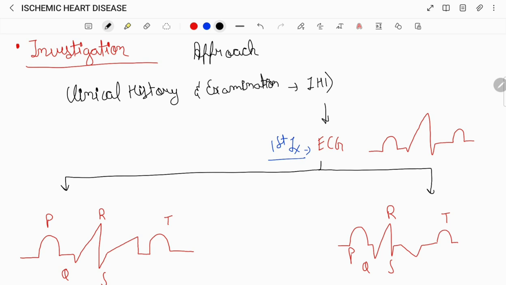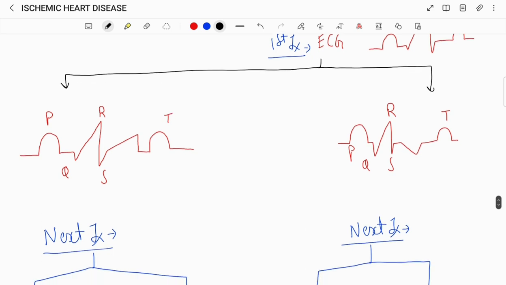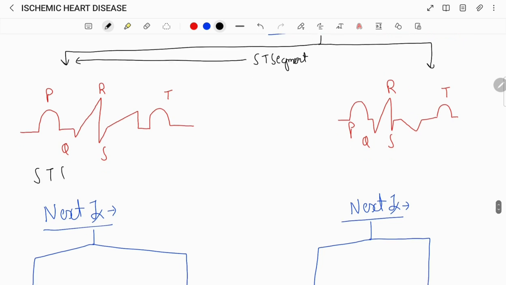In most of the cases, you can make the diagnosis by ECG, and for that, you need to focus on the ST segment. There can be two cases. In the first case, the ST segment can be elevated, and focus on this diagram. What I want you to see is this part, which is the ST segment, and it is elevated from the baseline.